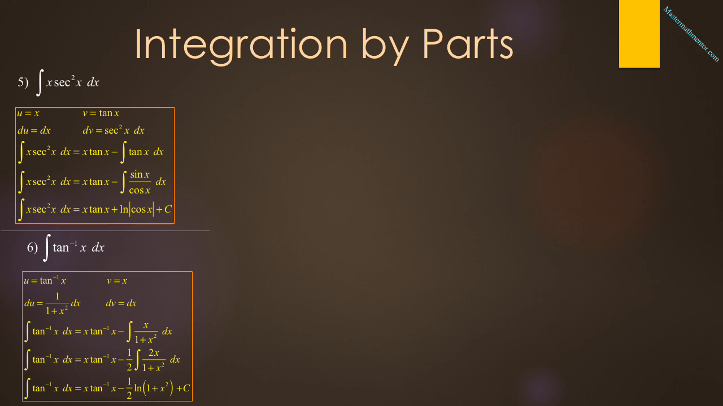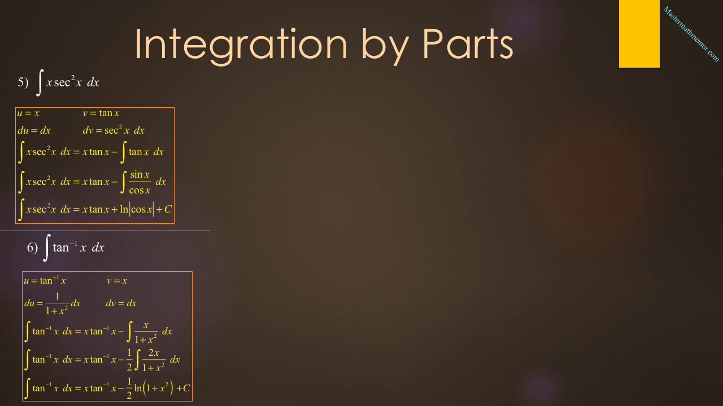Number 6 asks for the integral of inverse tangent of x dx. There's only one choice for u, and that's the inverse tangent of x. From there, du is 1 over 1 plus x squared dx. dv will have to be simply dx, and v is x. So our integral is x inverse tangent of x minus the integral of x over 1 plus x squared dx.